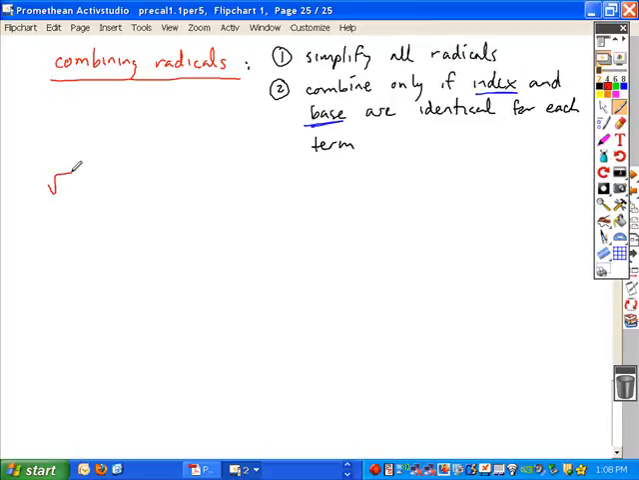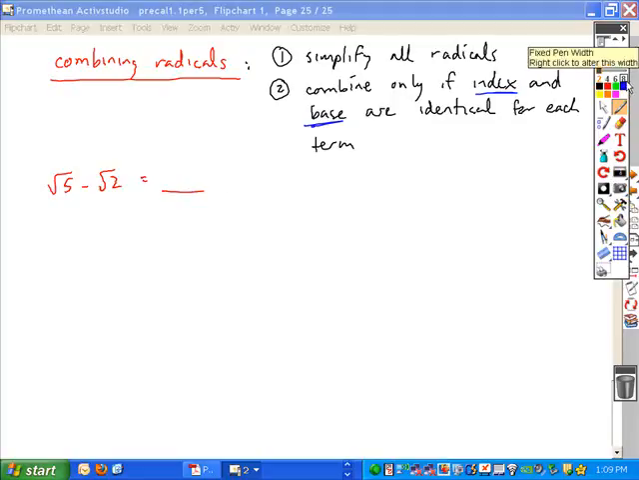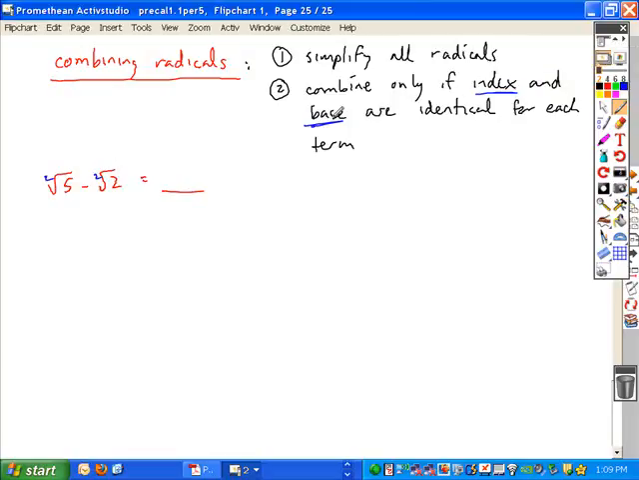Okay, so if I gave you this, root 5 minus root 2, what's that going to equal in the simplest form? Is it going to be square root of 3? Do they have the same index? Yeah, both square roots. Do they have the same base? No. One's a 5, one's a 2, so you can't combine these. Your simplified form is just going to be rewriting the form they gave you.